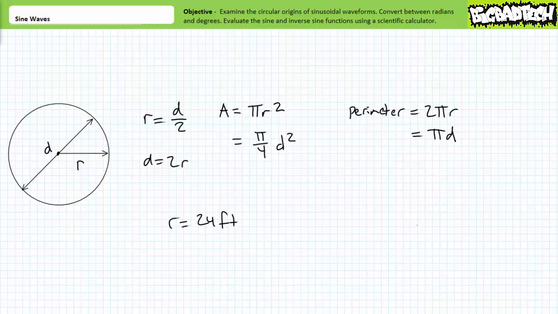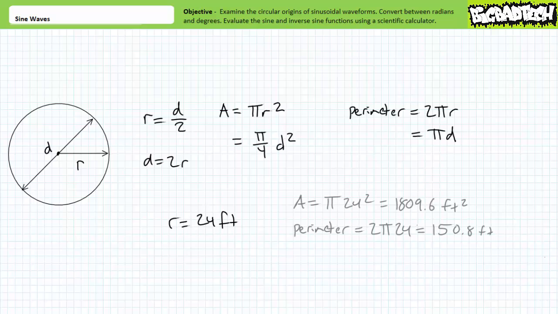Let's try an example problem. Consider a circular concrete patio with a radius of, let's say, 24 feet. Substituting this value into our area and circumference formulas, we can find that the circular concrete patio with a radius of 24 feet has an area of 1,809.6 square feet and a circumference of approximately 150.8 feet. Note the ratio of the circumference and radius. For this 24-foot radius circle, the 150.8-foot circumference is approximately 6.28 times that of the radius, or more appropriately, 2 pi times that of the radius.